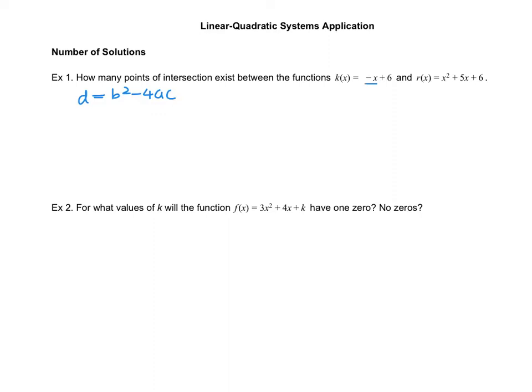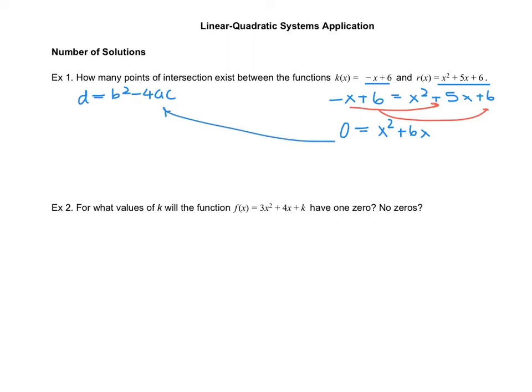So the first thing I want to do is set my two equations equal to each other. So negative x plus 6 equals x squared plus 5x plus 6. And now I'm going to bring everything over to the other side. So the negative x and the positive 6, remembering to switch signs. So I have 0 equals x squared, and then 5x plus x will be 6x, and 6 subtract 6 will be 0. So that's it. Our a value is 1, our b value is 6, and our c value is just 0.